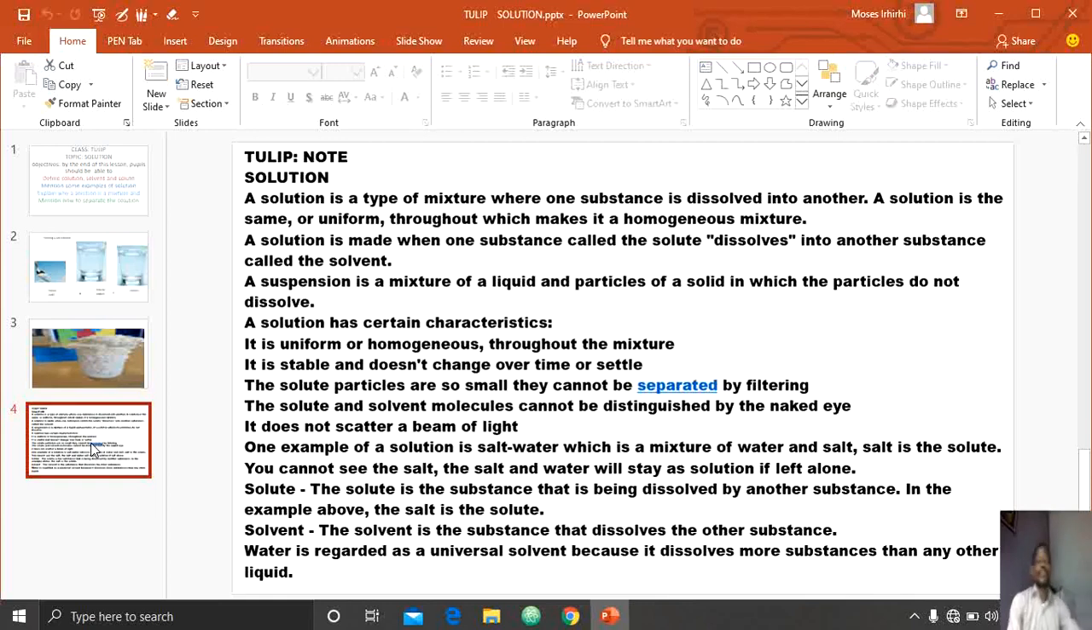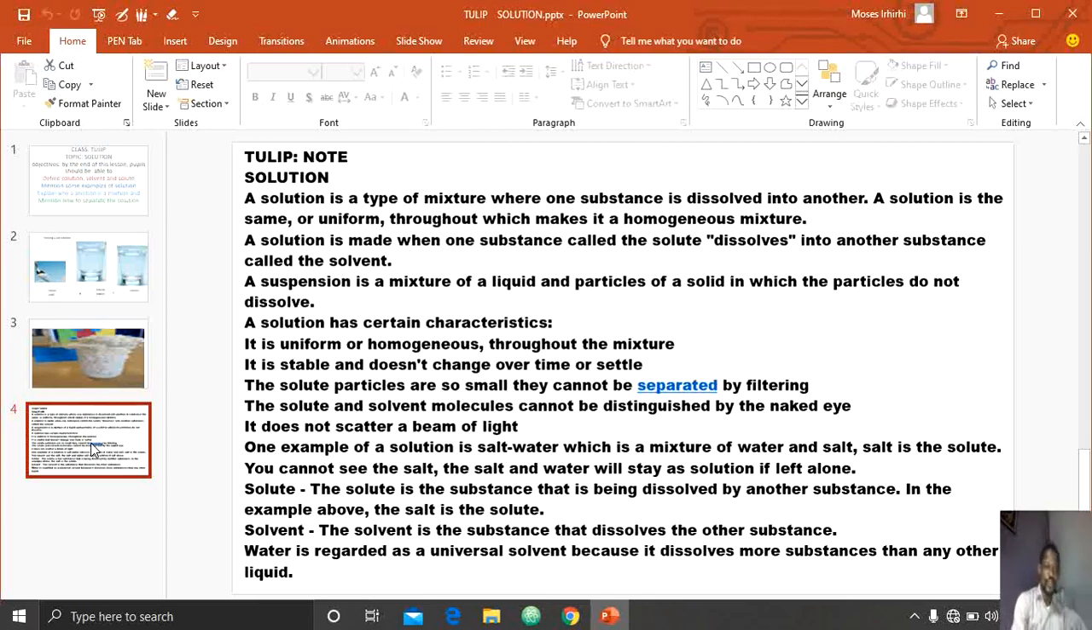Okay, so a solution is also stable and it doesn't change over time or settle. Take for instance, we have salt and water solution. Once it is saturated, you can never see particles of salt. So it is a saturated solution and it is settled. You won't later see particles of salt settling at the bottom as long as it is a saturated solution.